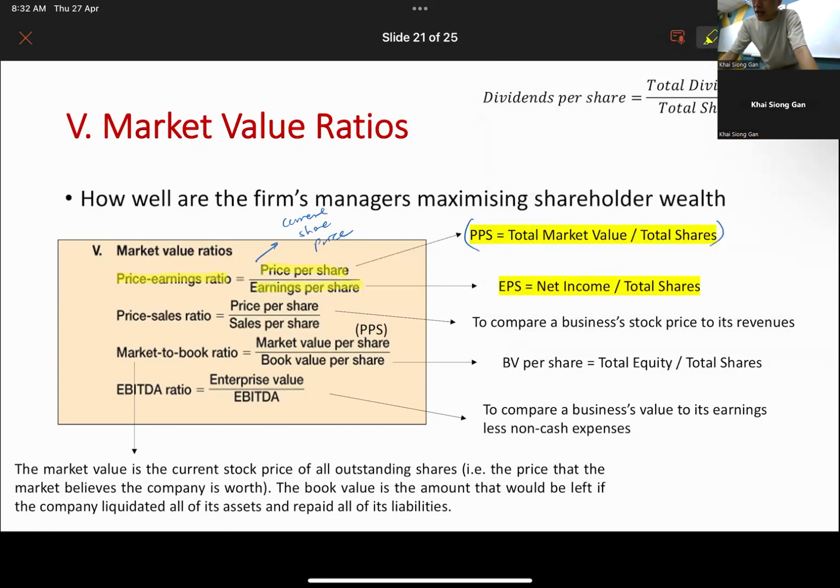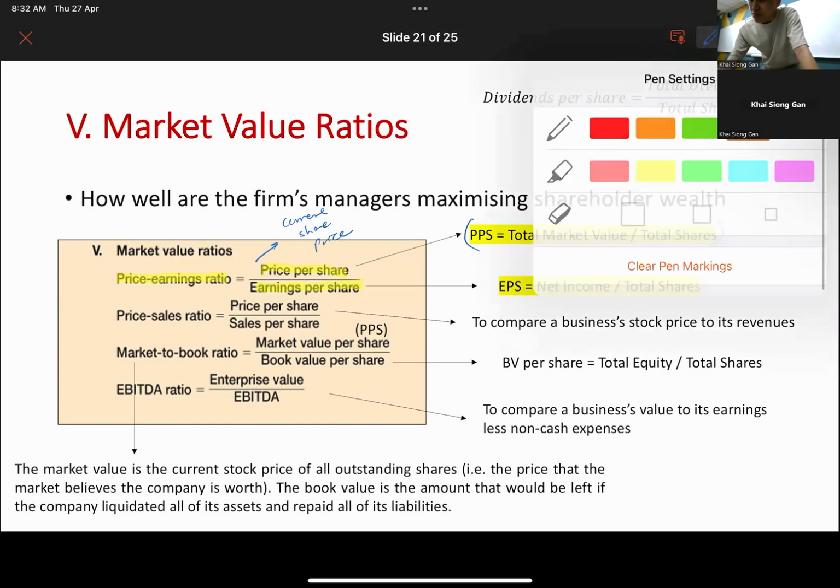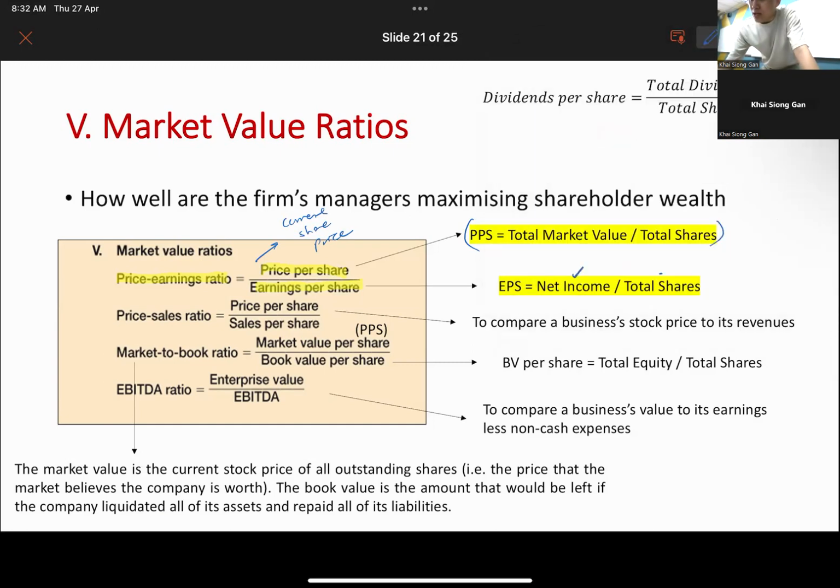But how do you calculate EPS? You use net income divided by total shares. So that means how the business generates the net income from the total shares that have been raised. Okay, earnings per share. So therefore what the PE ratio is trying to tell us: the upper part, price per share, is the current share price, the bottom one is earnings per share. That means the net income generated from the shares that have been pumped in by the investors.